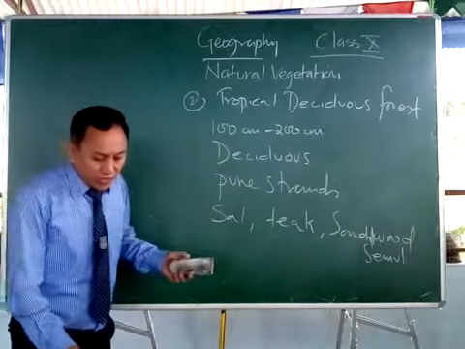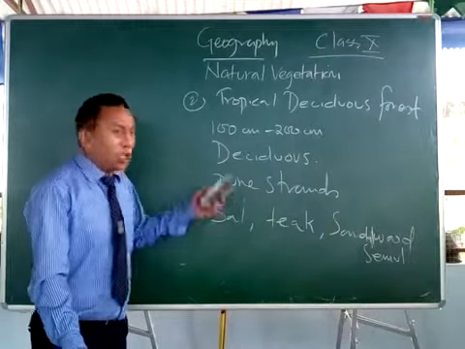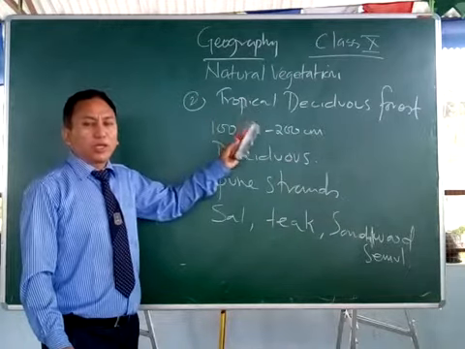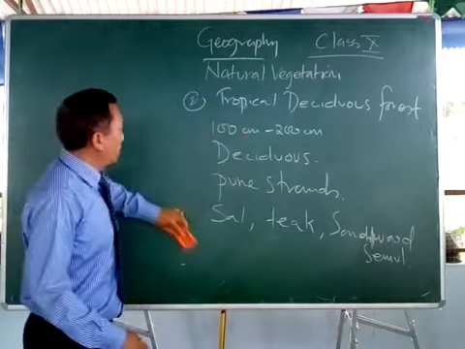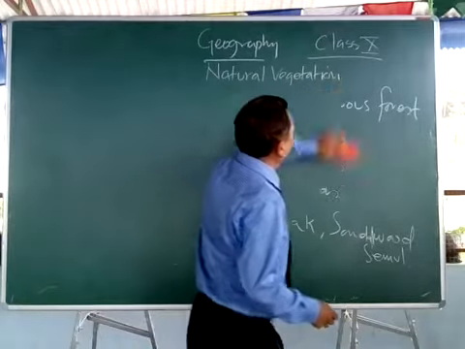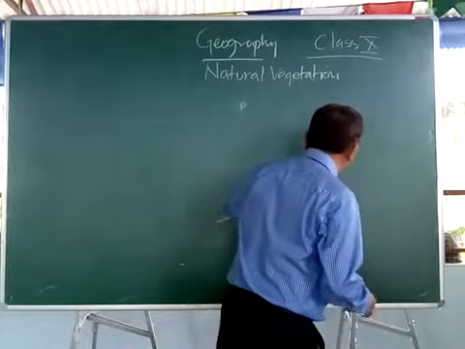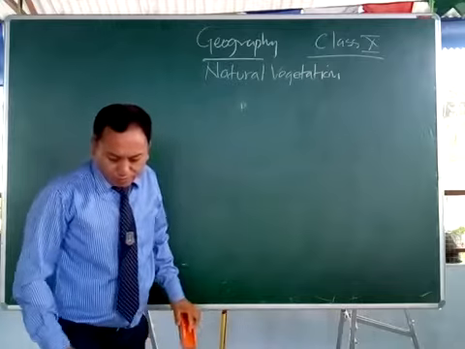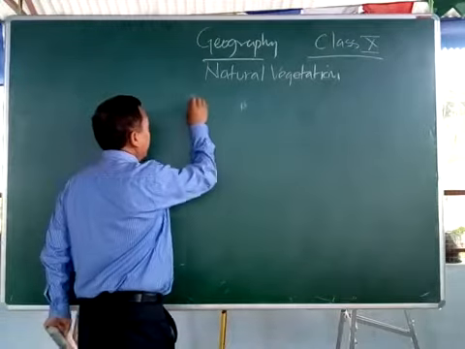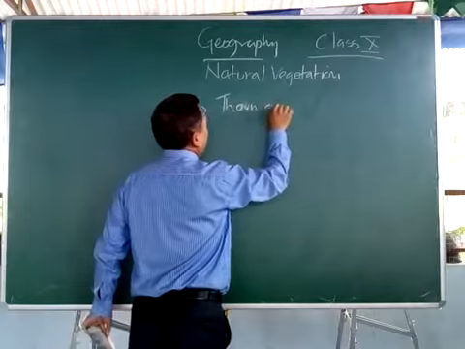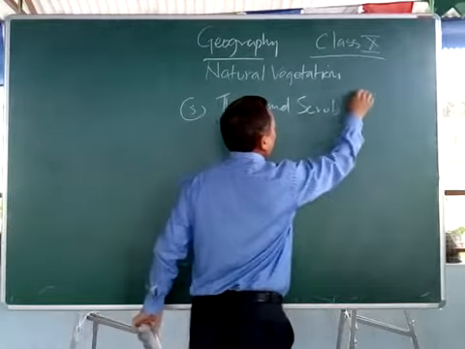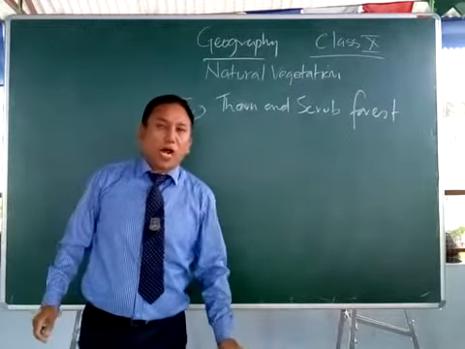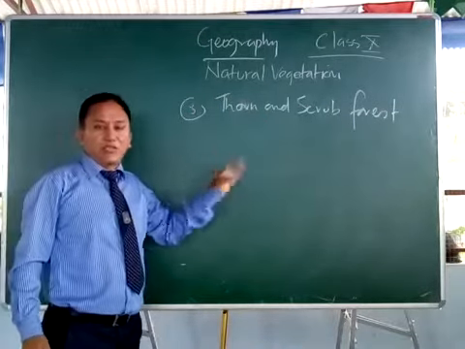That is a little bit about the tropical deciduous forest, which is also called the monsoon forest, like I told you. Tropical deciduous forest or the monsoon forest. Now we go to the third one, that is the thorn and scrub forest. Now, where is this region found?